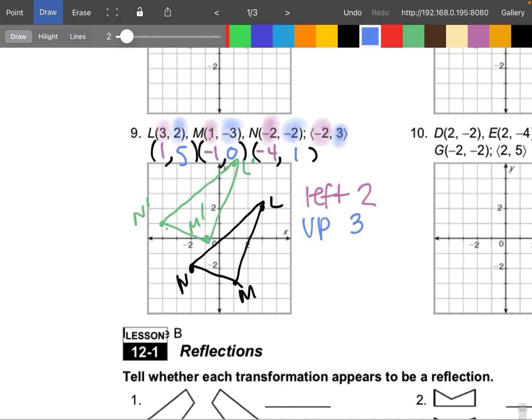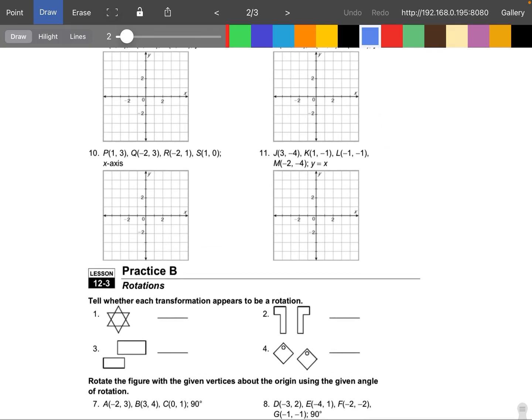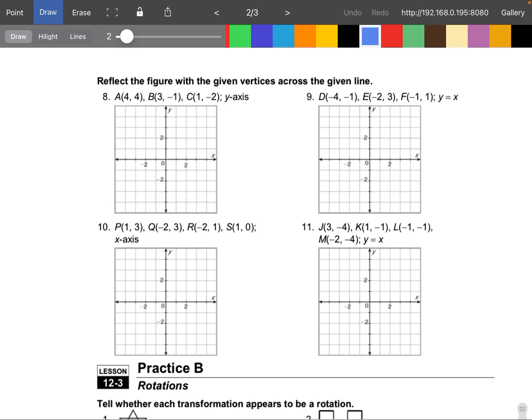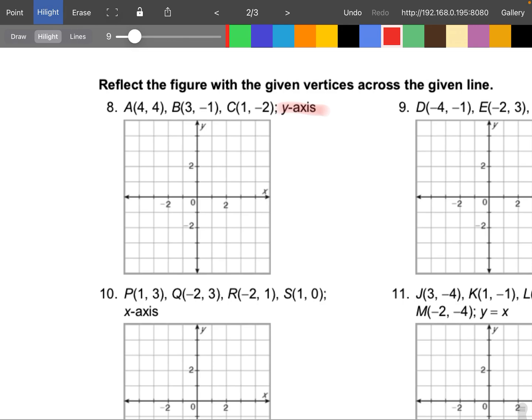Next is reflections. So under the 2.1, let's do number 8. Number 8 wants me to reflect across the y-axis. So if you look at your cheat sheet that I gave you, for a reflection over the y-axis, your x, y becomes negative x, y. Meaning you're just going to change the sign of all of your x values. If they were positive, make them negative, negative, make them positive.